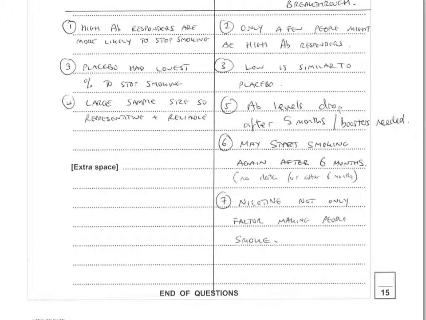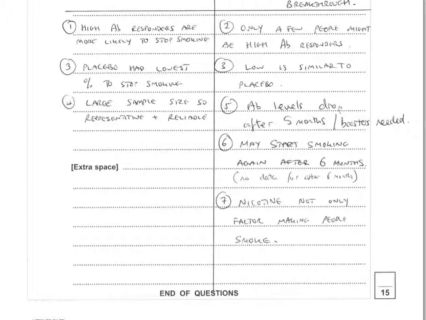Against though, so against this being a major breakthrough. It does not tell us anywhere how many of that large sample size were high antibody responders. It might have only been a couple. Okay, so we're lacking a piece of information there. One or the other for these two here. The fact that the low antibody responders had a similar response to the placebo. So there's not much difference if you're a low antibody responder.